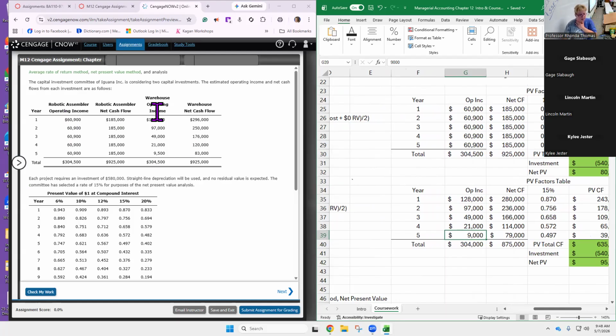Now I'm going to key in the warehouse option. You'll see the warehouse option is not an annuity because each amount, and that includes the net cash flow as well, is different each year. Therefore, these do not qualify as an annuity.